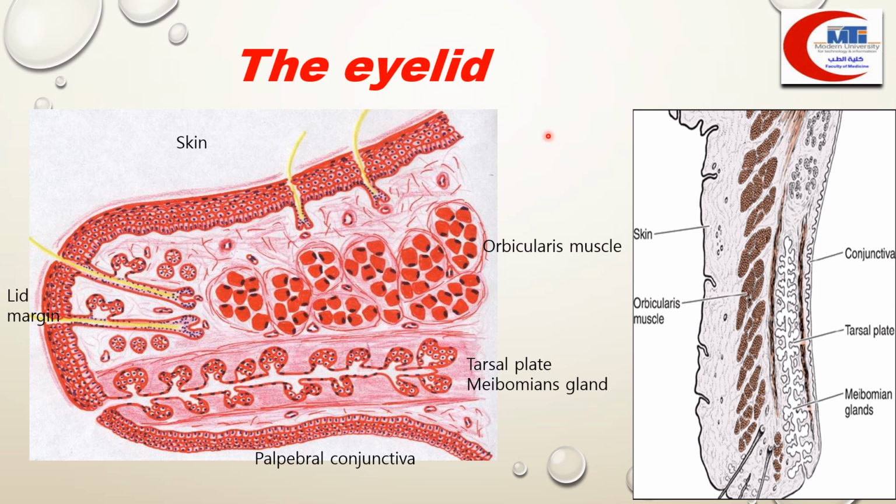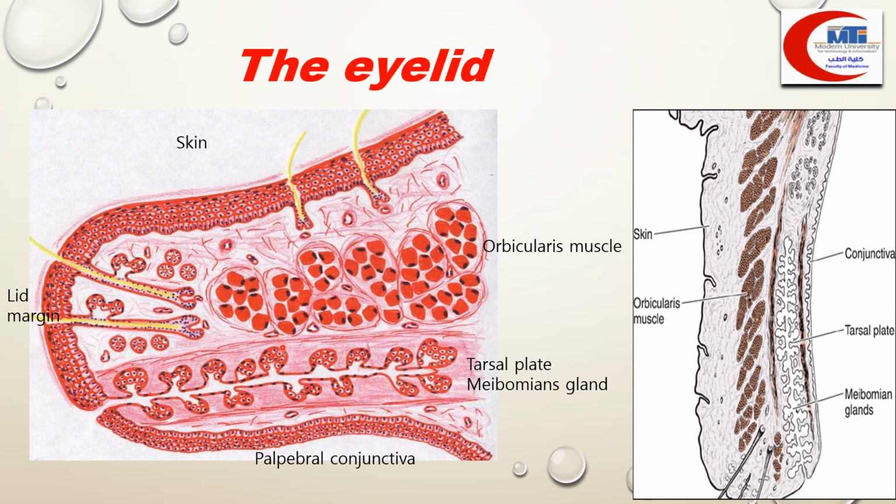The structure of the eyelid, as we mentioned, is formed of skin, orbicularis oculi muscle, tarsal plate and palpebral conjunctiva. The skin is loose, elastic, with no subcutaneous fat. Three to four rows of eyelashes project from the lid margin, but without erector pili muscle. It also contains modified sweat and sebaceous glands.